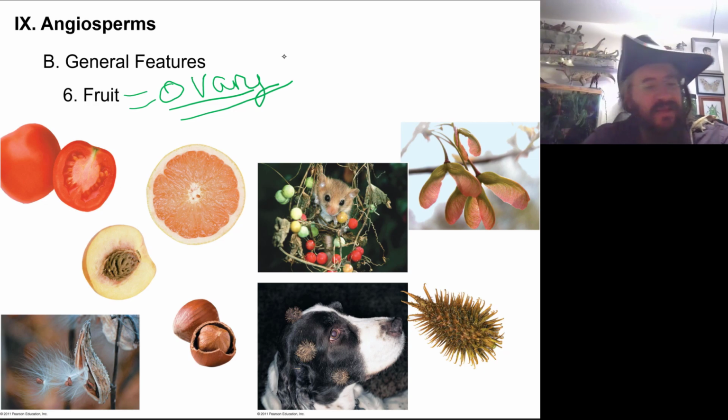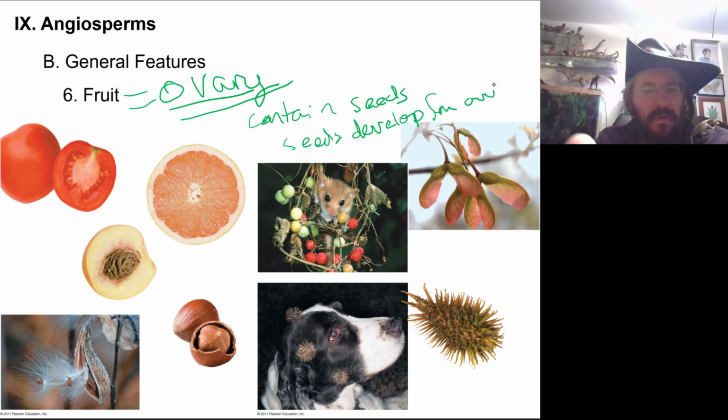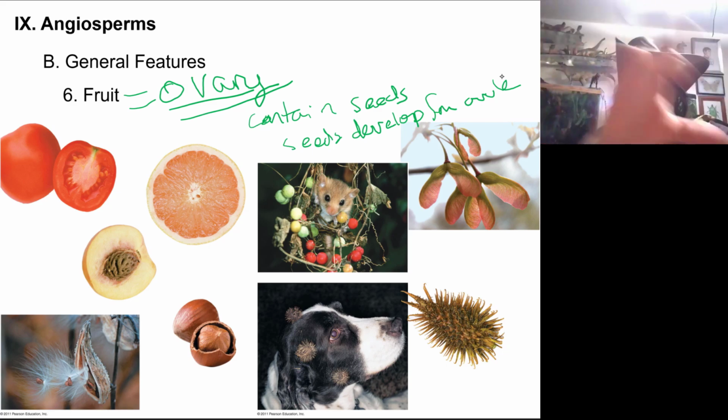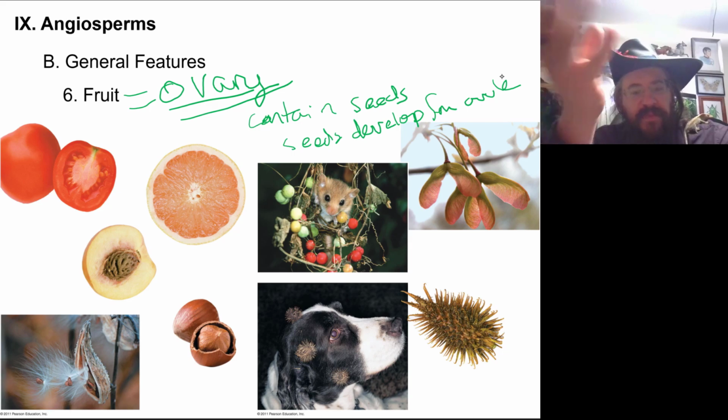Okay, so fruits are ovaries. We know this because fruits contain the seeds. And the seeds develop from the ovule. So, if it's completely enclosing an ovule, it's an ovary. A fruit completely encloses one or more seeds, so it's an ovary.